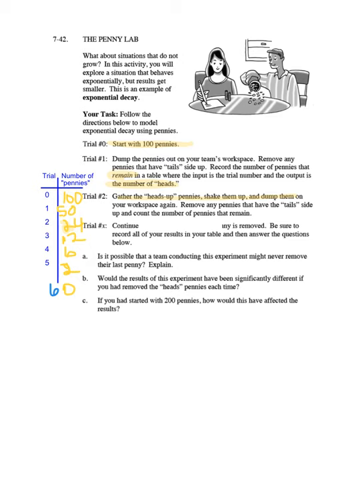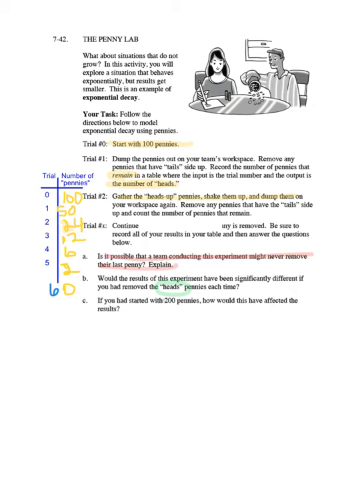Is it possible that I could keep flipping and I might always keep getting a penny on heads? Yes, but unlikely. Would the results have been different if I removed the heads and counted the tails? No, because there's an equal chance of getting heads or tails.